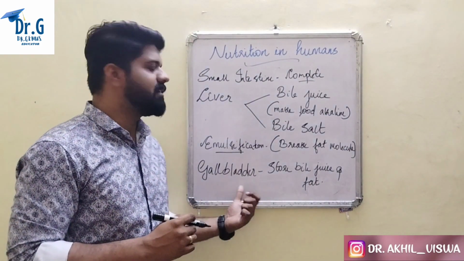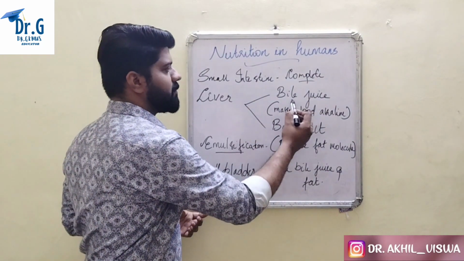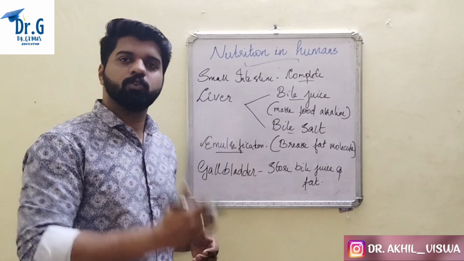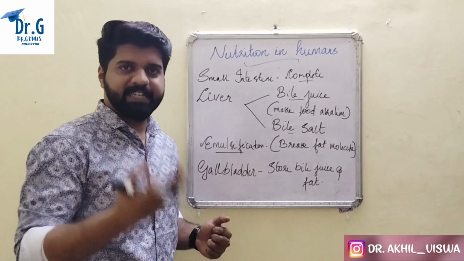So next is called the gallbladder. So what is the function of the gallbladder? Whatever bile juices and bile salt the liver is producing will be stored in the gallbladder for the next digestion process.